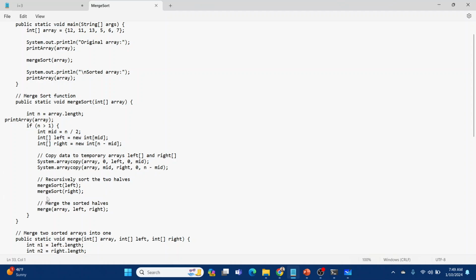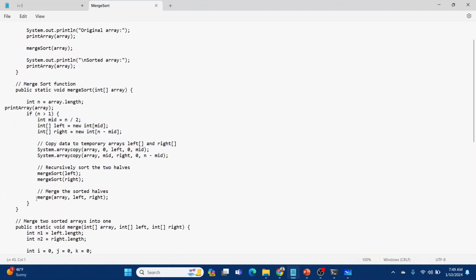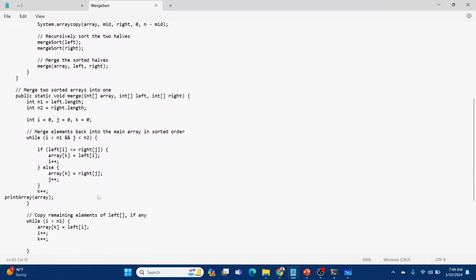After it is broken into smaller pieces, we call merge. In merge we are sending three things: the array, the left and the right, right? So we have sent the three arrays into the merge part. Now the merge part is the important part. Why? The array is broken up, and now we have to merge it back to create the full array.